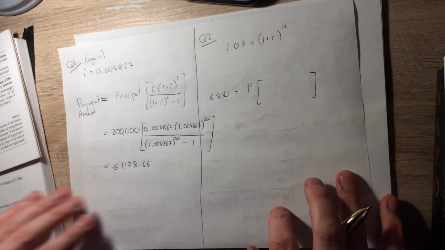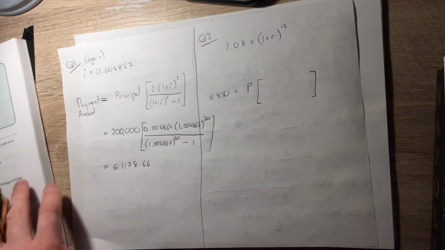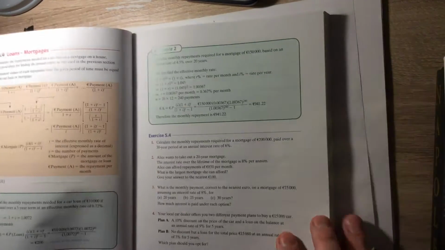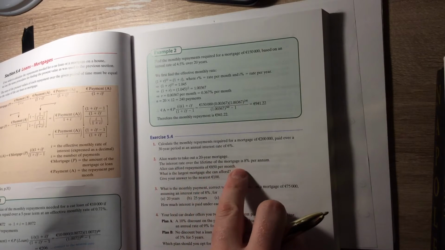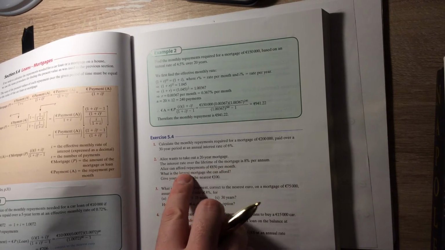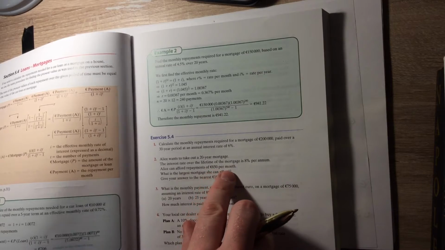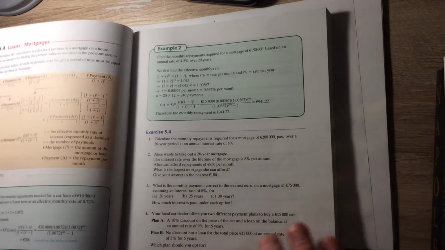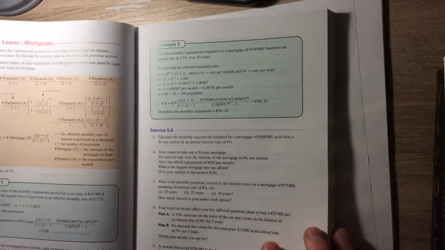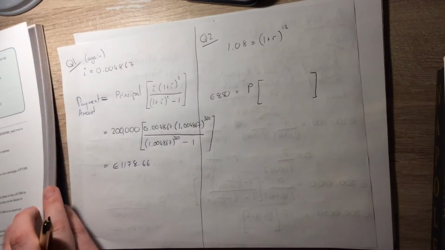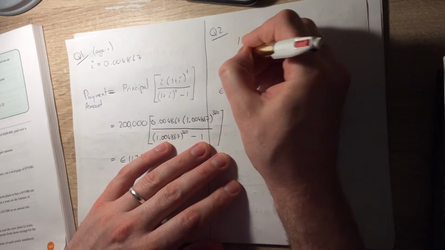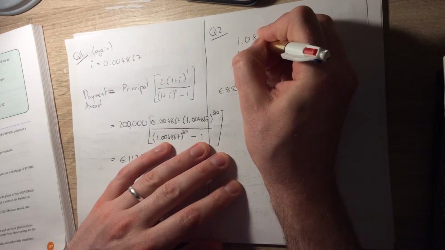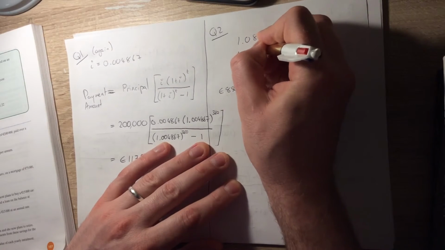Now question 2 says Alice wants to take out a 20-year mortgage. The interest rate over the lifetime of the mortgage is 8% per annum. She's making repayments of 850 euros per month. What's the largest mortgage she can afford? So again, you've got this problem of an annual interest rate but a monthly repayment. So you say 1.08 to the power of 1/12 minus 1. That gets us our interest rate.